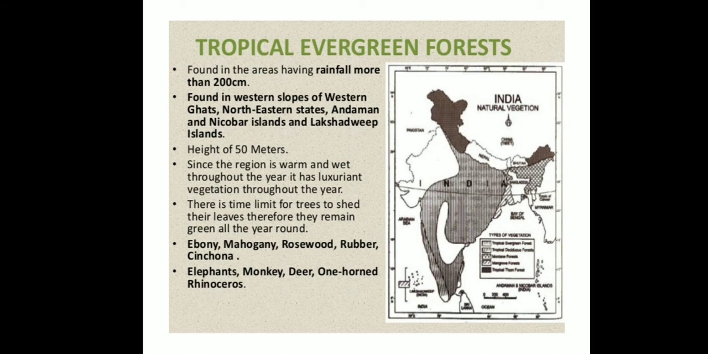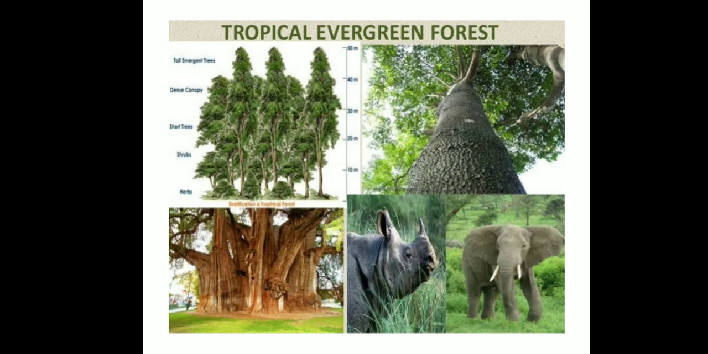Ebony, mahogany, rosewood, rubber, and cinchona are the important trees grown in these forests. Elephants, monkeys, deer, one-horned rhinoceros are also found. After that, see, here are the pictures of the tropical evergreen forest and the animals found in these forests.